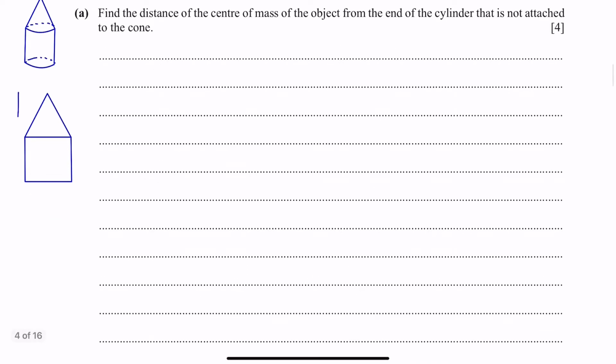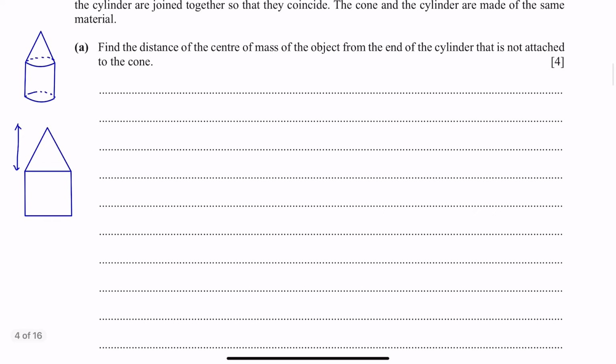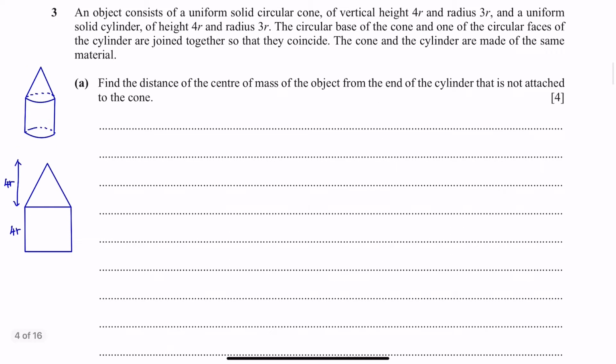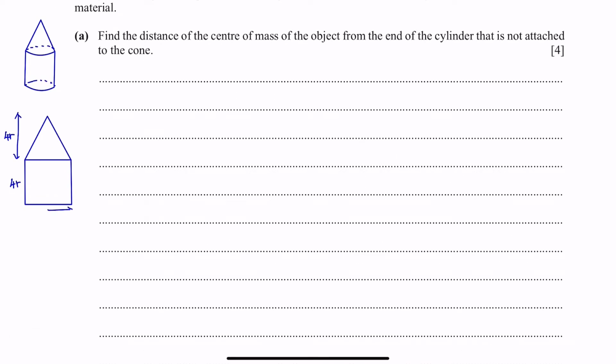So this triangle has height of 4r. And the rectangle also has a height of 4r. And their radius is 3r, so this would be 3r. I know the base is supposed to look longer, maybe something like this, I guess. But it's okay, it doesn't really matter. Okay, so now we have to find the center of mass from the base. So this is the base.